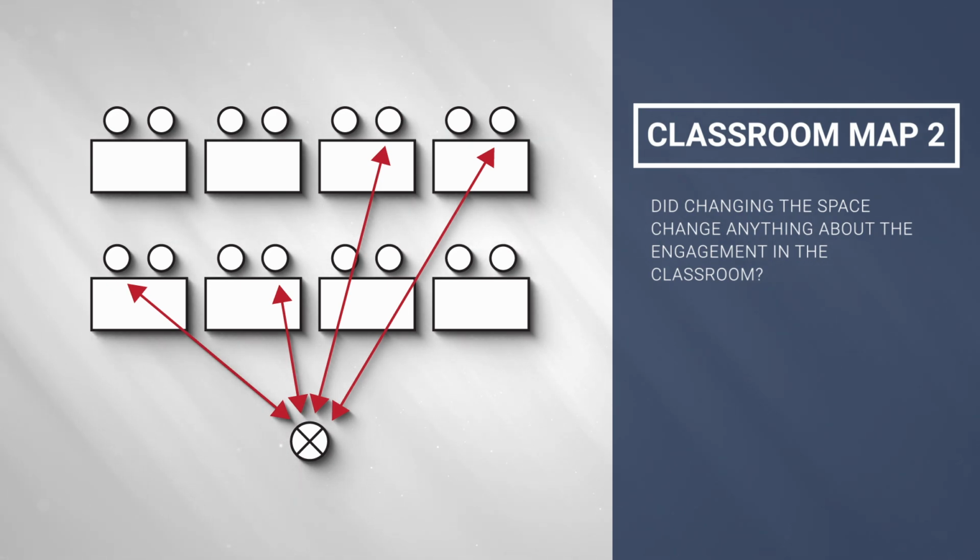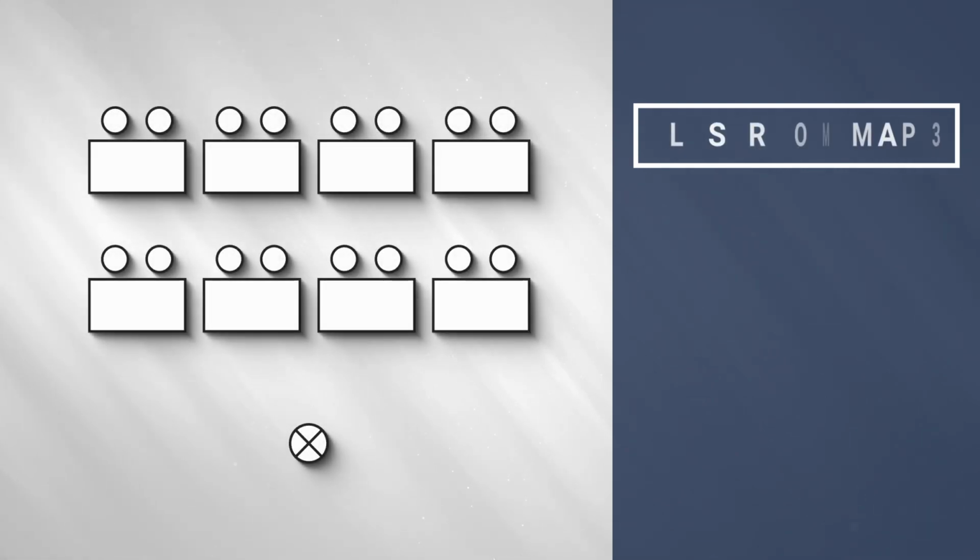Most of you will probably say, not really. We still have a lot of instructor-student interaction, not a lot of student-to-student interaction. We have approximately the same distribution or directionality as well. We may not know if that's the same students, but the overall pattern of engagement is roughly similar even in the redesigned classroom. But let's look at the third chapter of this story.